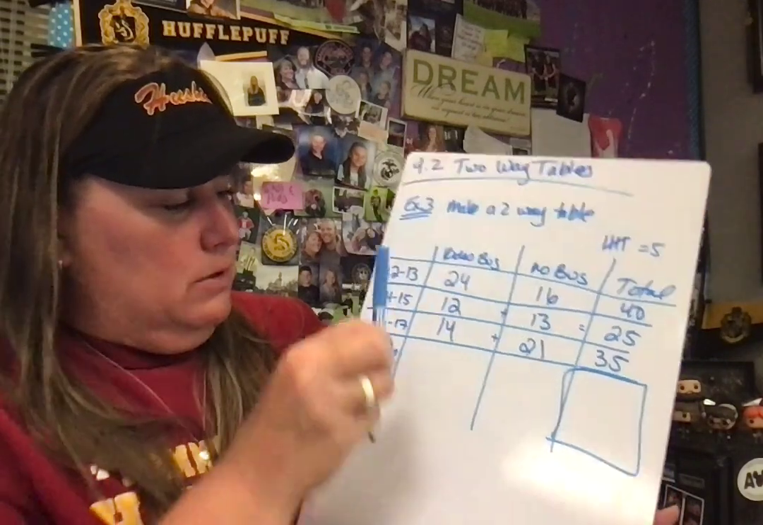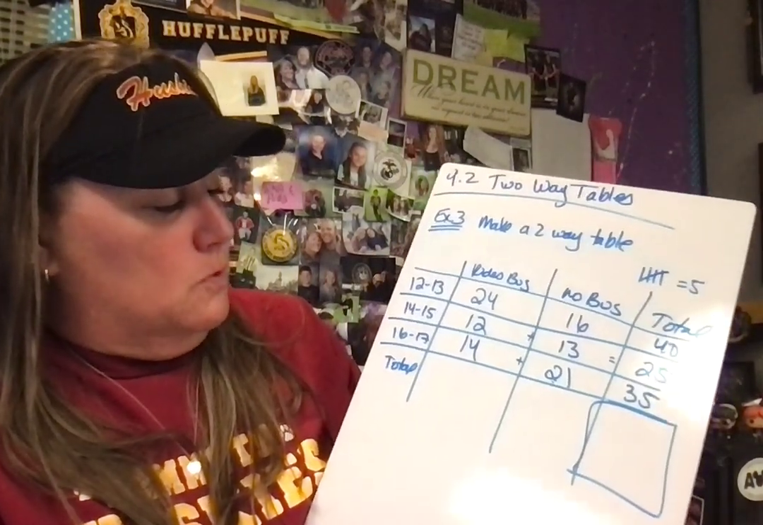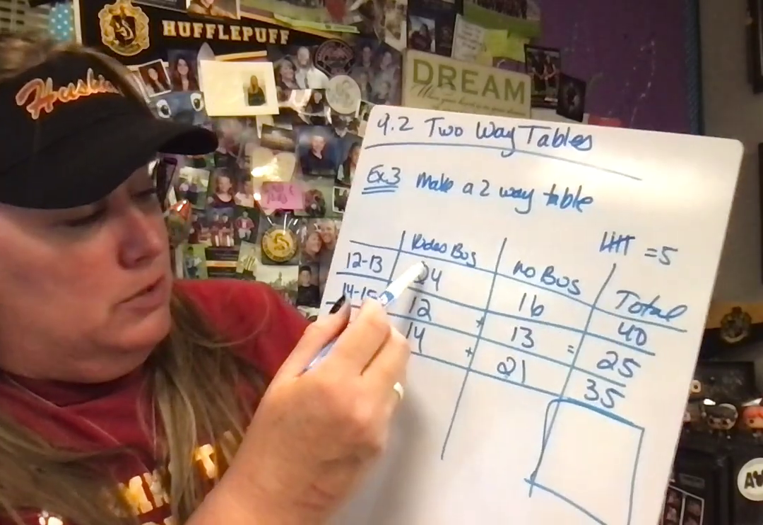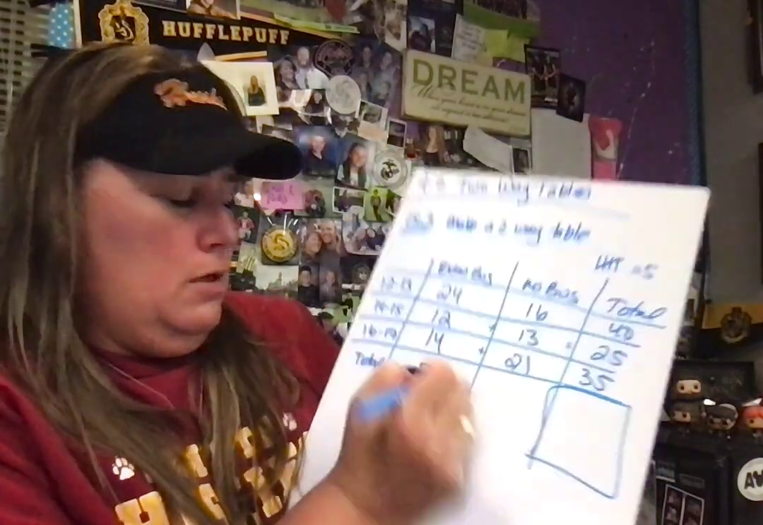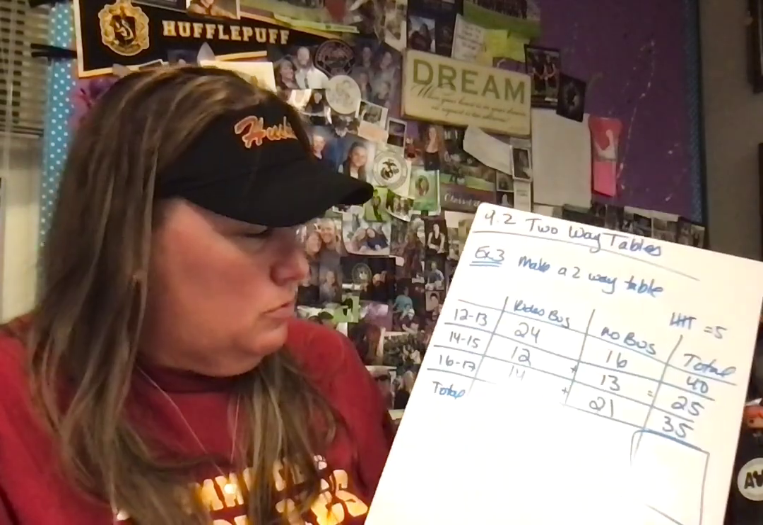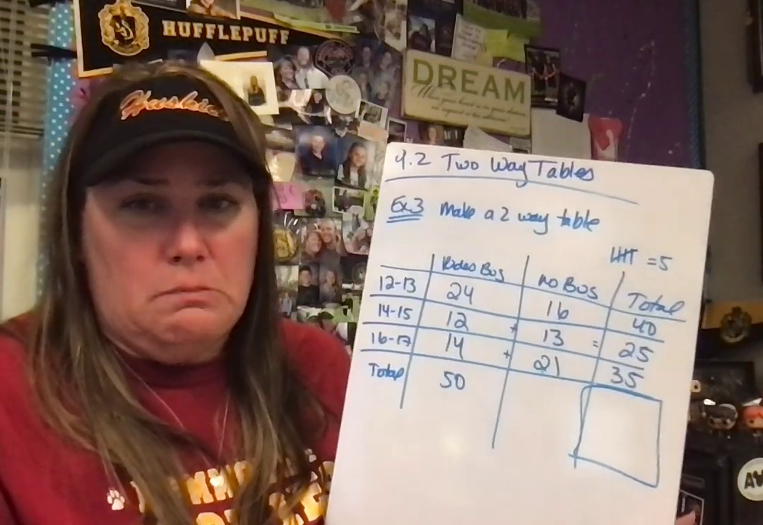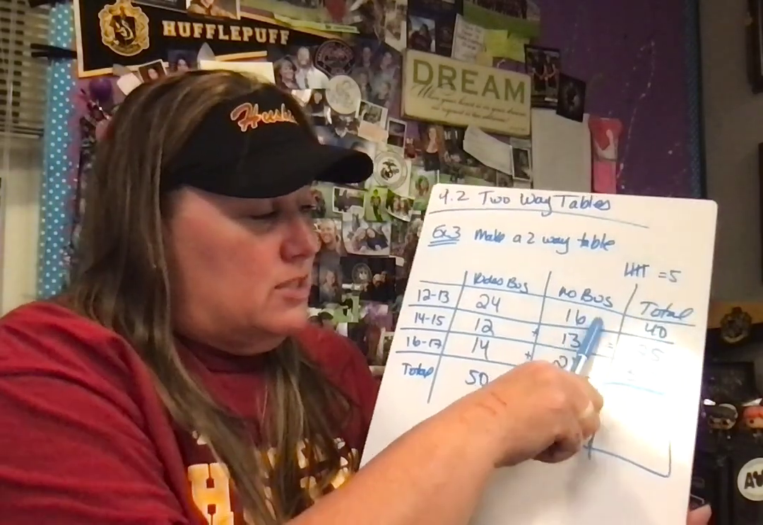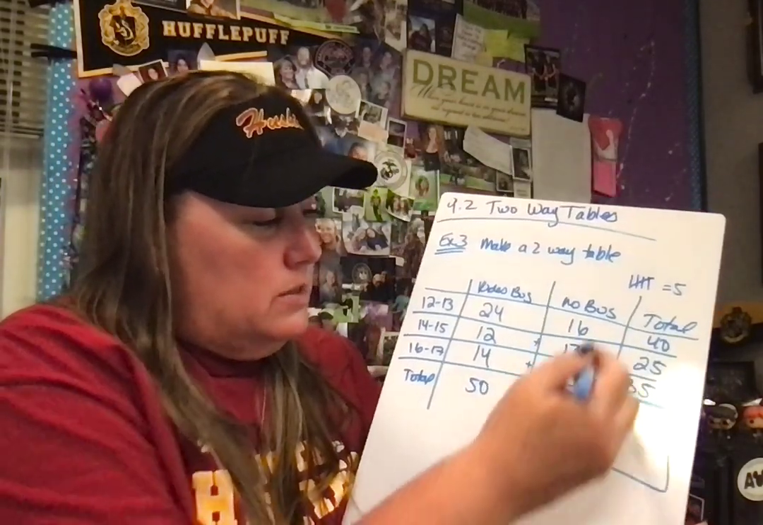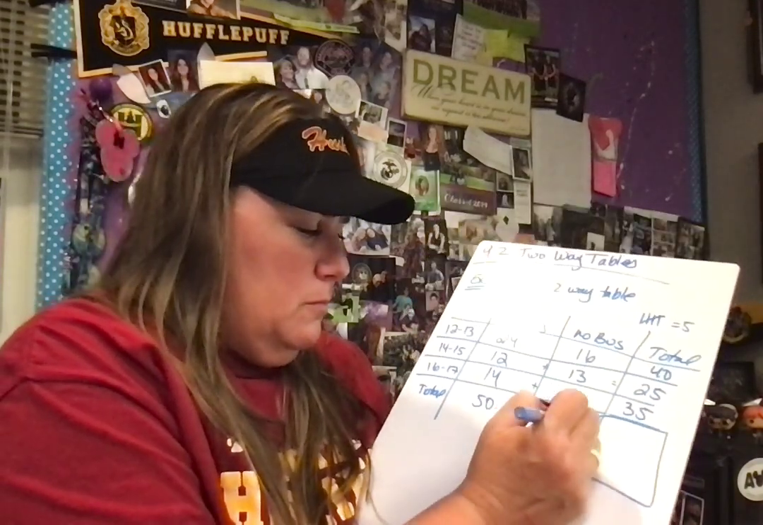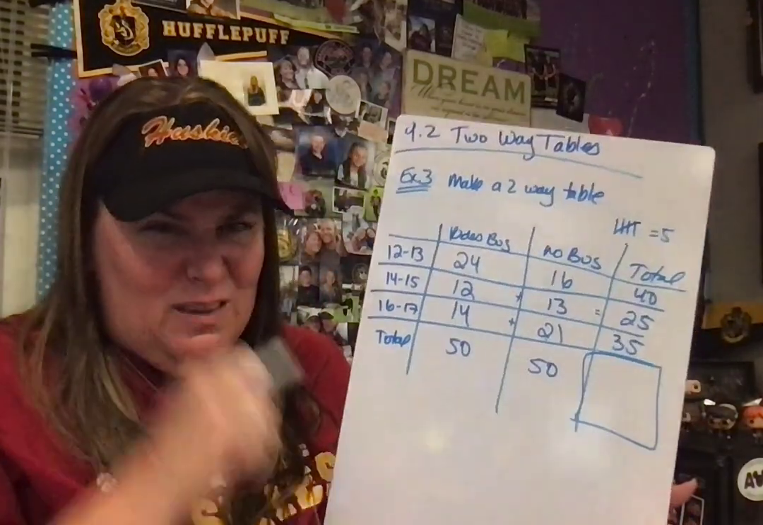Now add them up down here. So 4, 4, 8, 10, carry the 1, 2, 3, 4, 5. Guys, check my math on that. 24 and 12 and 25. Yeah, 50. And then do the same thing here. 16 plus 13 plus 21, 6, 7, 8, 9, 10, 0, carry the 1, 2, 3, 4, 5.